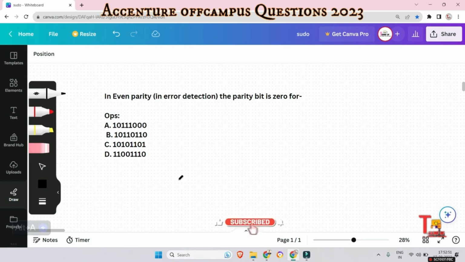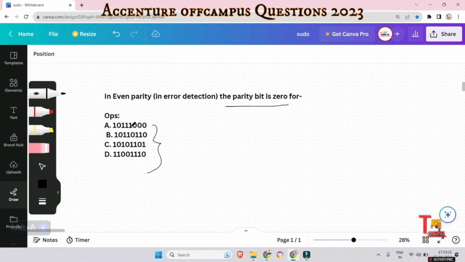So what I have told is that in case of even parity, if the number of ones is even, the bit value is 0, right? So to satisfy this condition, that is, the parity bit is 0, for which condition? When the number of ones is even. Just remember that. So in which binary numbers are the ones even?